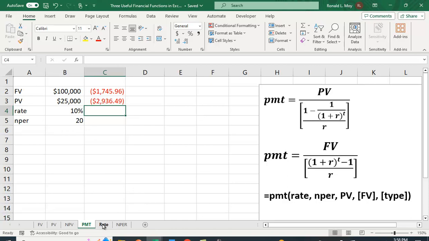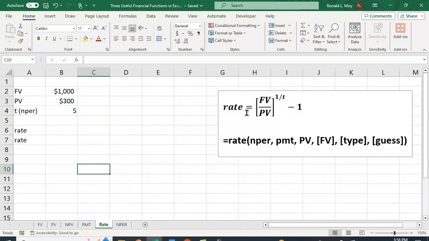The second function I want to show you is the rate function. Again, you can solve for it algebraically. There's a formula here. In fact, this isn't quite as tedious, so maybe I'll do this one using the formula, and then I'll use the function that Excel has. And again, it tells you what to put in. It has one more number here, a guess. You don't really have to put anything here if you don't want. Okay, it'll still figure it out.